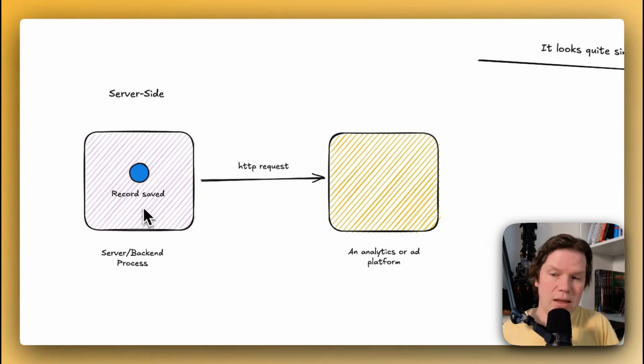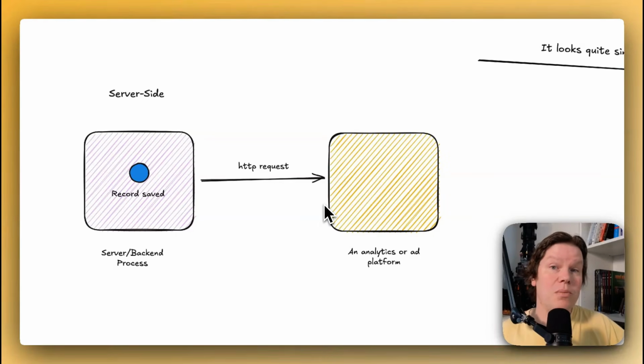So let's say someone submits this form on our website and we save this record in our database. So we have all the information about this upcoming webinar in our database. What we can do now is we can have a backend service running that recognizes, okay, look, there's a new entry in our database for this webinar, and then it does basically the same thing. So it sends out an HTTP request to the same analytics and advertisement platform.